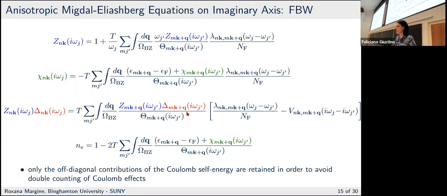One thing that I should point out here is that the Coulomb term only enters in this equation for delta, because it was already accounted for in the other cases in the normal state, and to avoid double counting, it only enters here. And the last thing that I should also point out, and I forgot to mention before, is that the scale on which the electron-phonon interaction takes place and the Coulomb interaction takes place are very different.